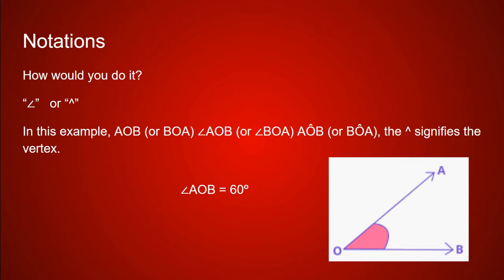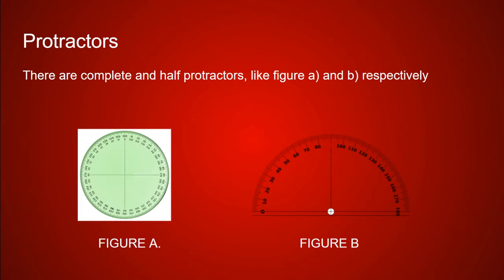So, let's move on, shall we? Sure. Angles are measurements, right? Yes. So, to make a measurement of something, you have to measure that something. So we use angles, but how do you measure an angle? Well, you use one of these two tools. They're called complete and half protractors, like figure A and B respectively. Figure A is a complete protractor since it's a full circle, while figure B is a half protractor because it's just half of a circle, a semicircle. Most of us are using half protractors, because it's more convenient.